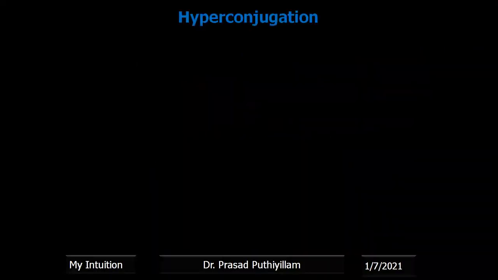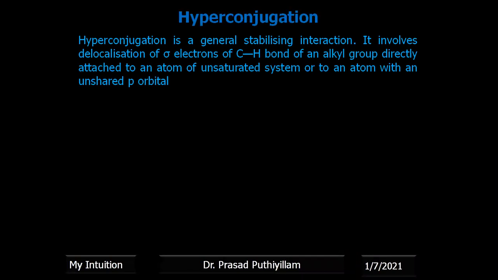First one, hyperconjugation. Hyperconjugation is a stabilizing interaction. It involves a delocalization of the sigma electrons of a carbon-hydrogen bond of an alkyl group, which is directly attached to another atom, either in an unsaturated state or with an unshared p orbital. That means having either a positive charge or a free radical.